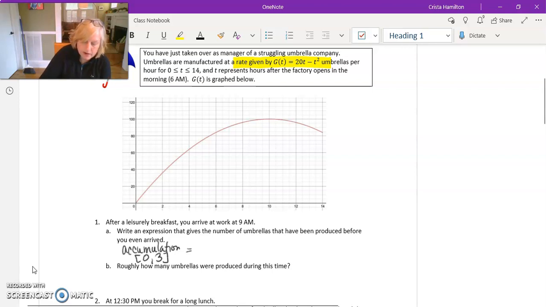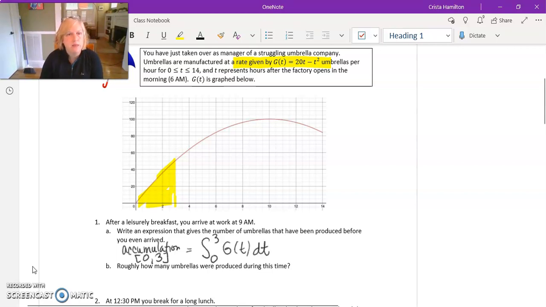And if you'll remember, the area under the curve from 0 to 3, which is right there, is going to give us the net accumulation of umbrellas that have been produced. That area under the curve is going to be the integral from 0 to 3 of the rate function, and the rate function is what goes inside. So that's going to be g of t dt. That's the idea that starts to tie the definite integrals we were working on in the last few note videos to the accumulation that we're doing today.